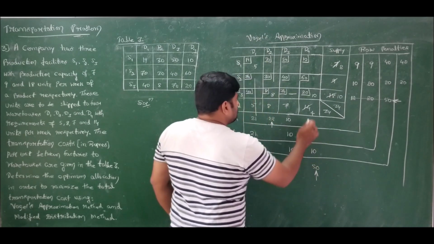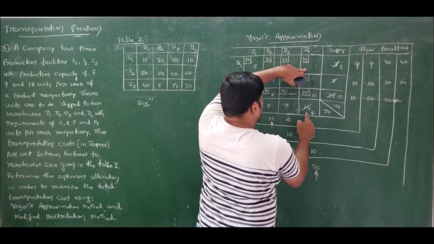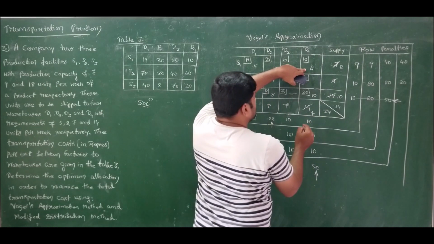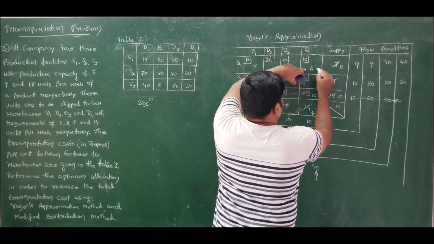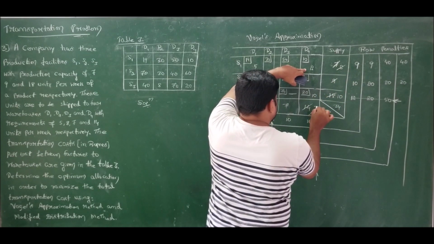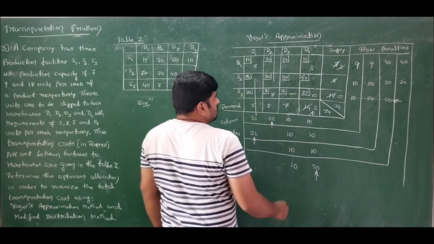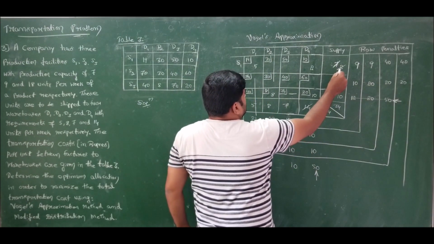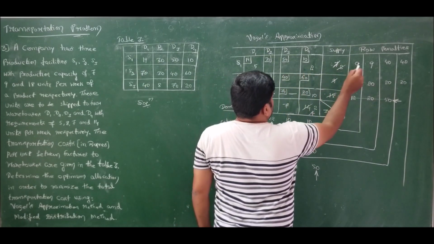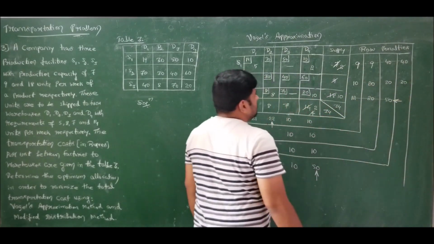If I go for this one, minimum is 10, so here we have supply as 2 and demand as 4, so I left out with 2. Supply is 2, therefore I allocated 2, so 2 will get cancelled, this 4 will change to 2 now, so hence here nothing is left out, so therefore we have done with this row, correct? Here nothing is left out, so therefore this row is done.